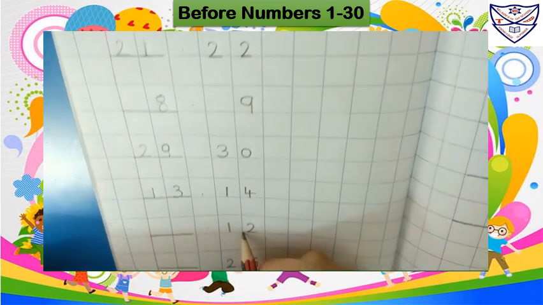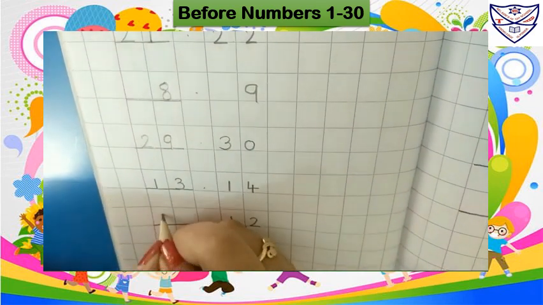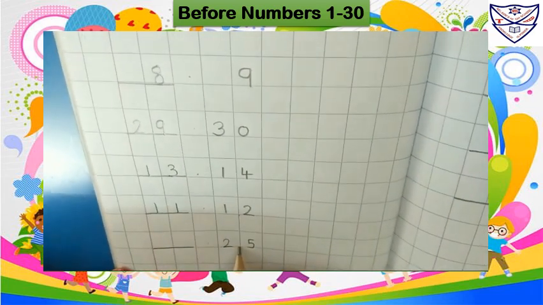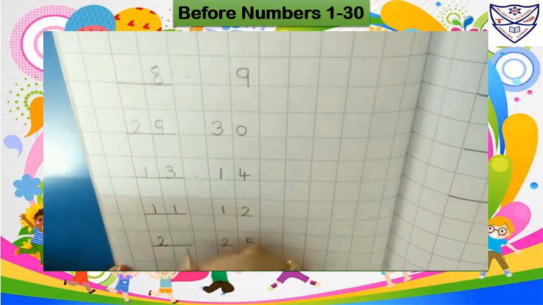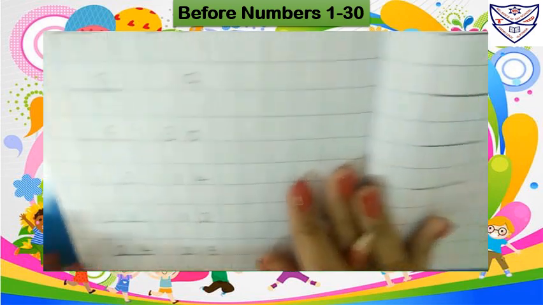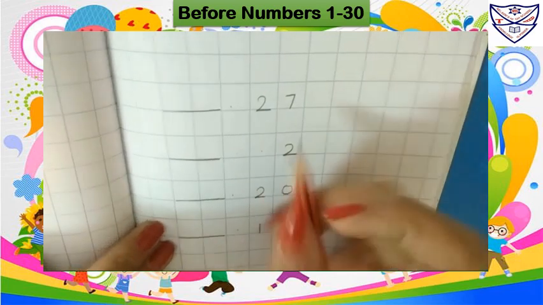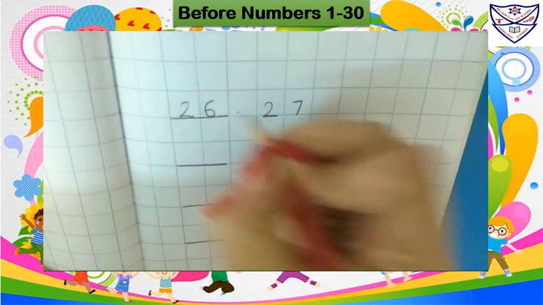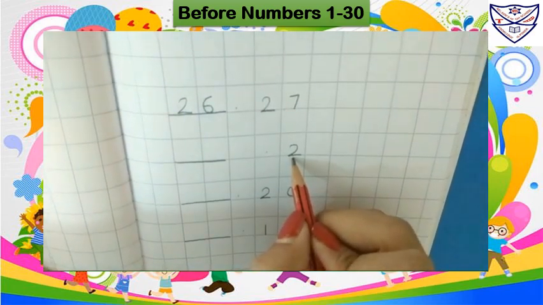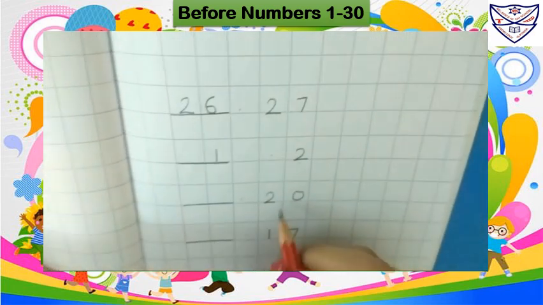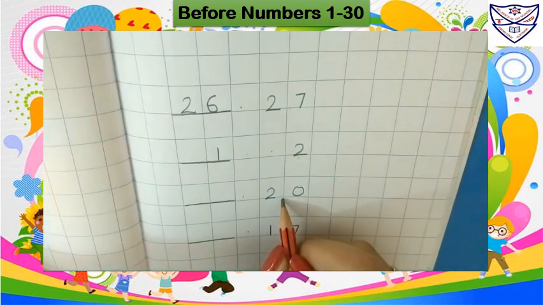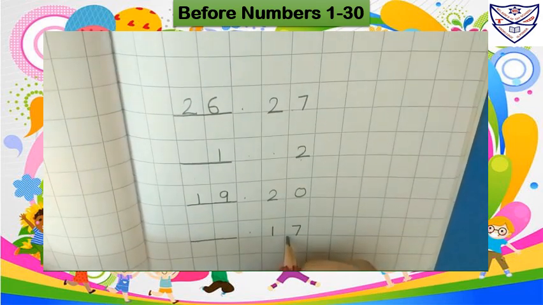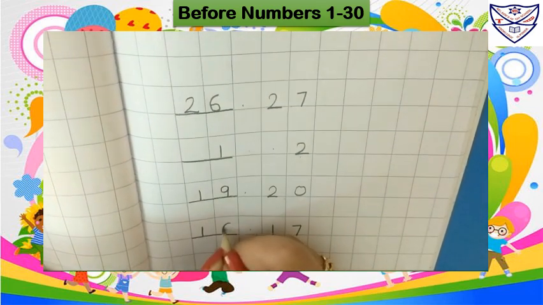What will come before 12? 11. So we will write here 11. What will come before 25? 24. So we will write here 24. What will come before 27? 26. So we will write here 26. What will come before 2? 1. So we will write here 1. What will come before 20? 19. So we will write here 19. What will come before 17? 16. So we will write here 16.